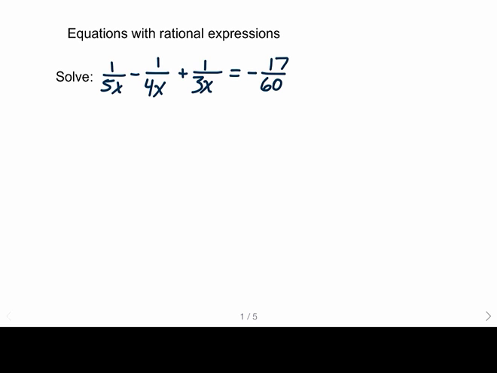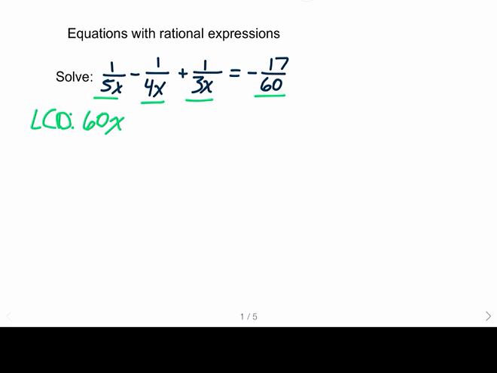I'll show you two techniques that I've seen for solving an equation like this, and then thereafter we'll just stick with one of them. But both techniques start out with finding the least common denominator of the fractions. And if you consider 5x, 4x, 3x, and 60, the denominators that we're looking at, then hopefully you will agree that the least common denominator is 60x. The first technique involves multiplying both sides of the equation by the least common denominator.